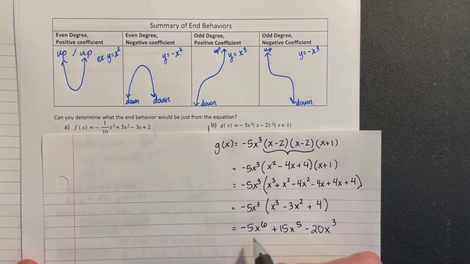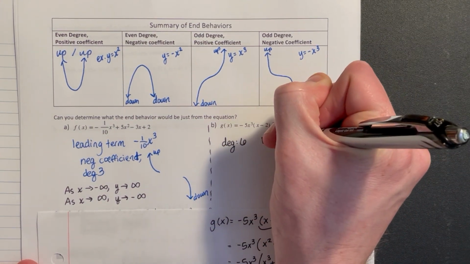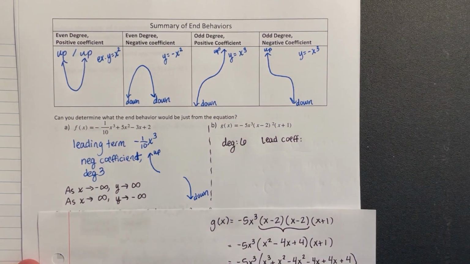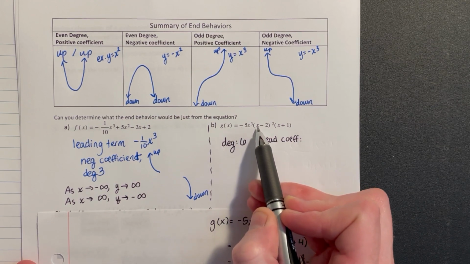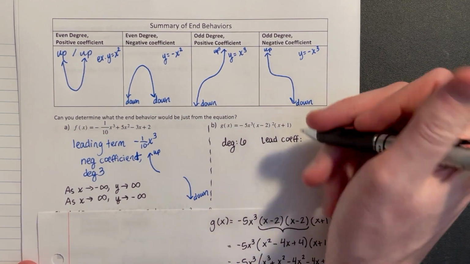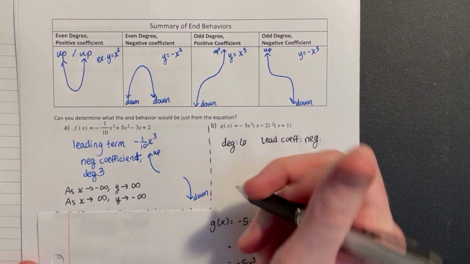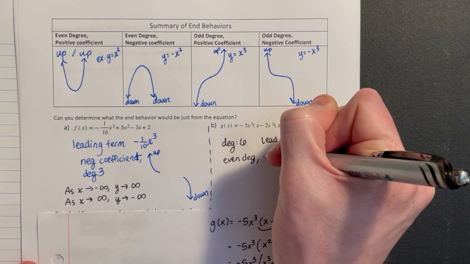But what we'll notice is that it was a degree 6 polynomial. So the other thing we would want to look for is that leading coefficient. We really don't care what the actual value is, but we do care about if it's negative or positive. And so in this one, negative 5x cubed times a positive x squared times a positive x is going to be a negative coefficient. In this case, it's an even degree and a negative coefficient.